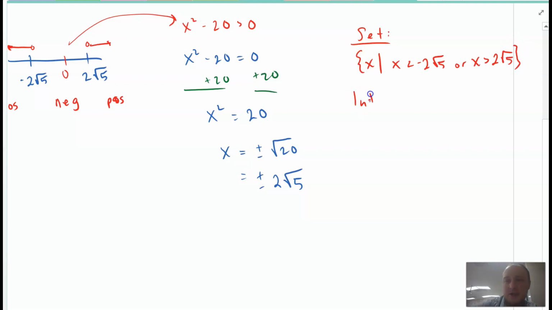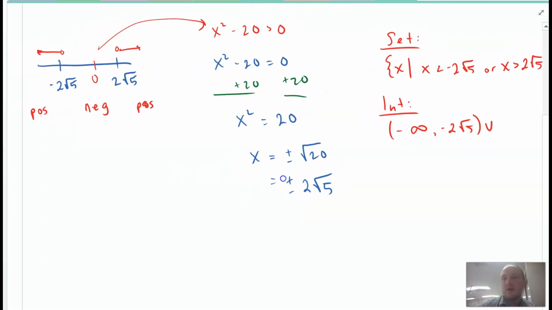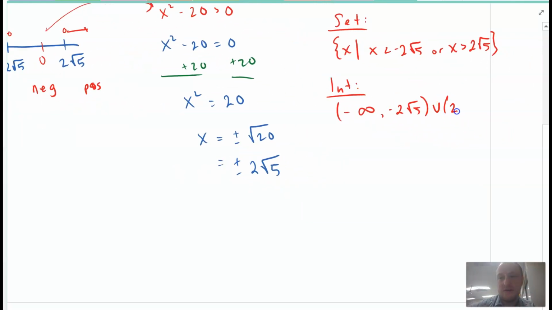And in interval notation, that would be negative infinity to negative 2 root 5. Union, right? Now we have to cover this area. Okay, positive 2 root 5 to positive infinity. Okay. All right.